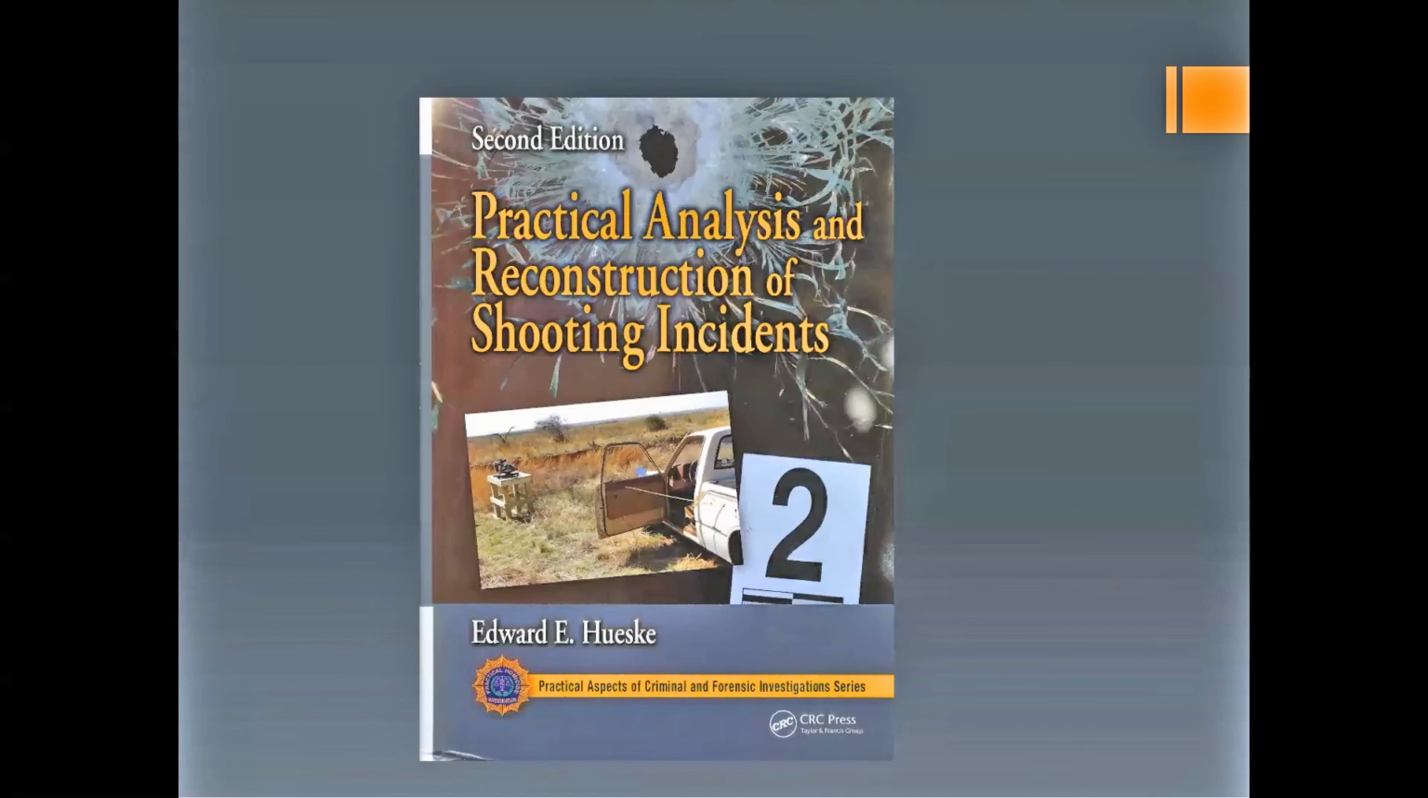is in this book, Practical Analysis and Reconstruction of Shooting Incidents. I contributed a minor part to this textbook. Mr. Heesky was my teacher and my mentor, and we've done shared casework together and done peer reviews for each other in my current capacity.